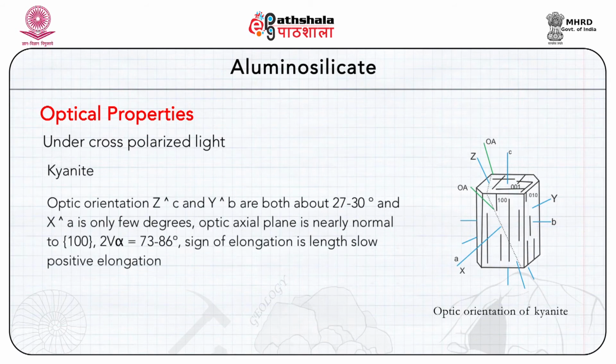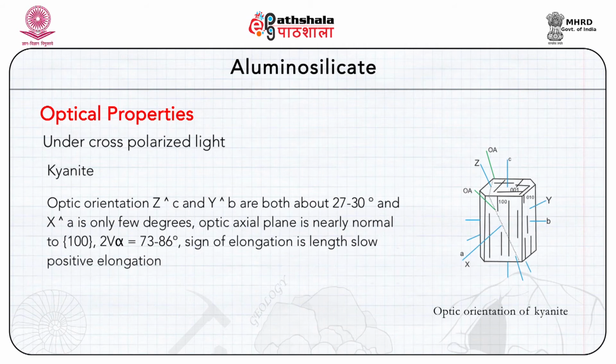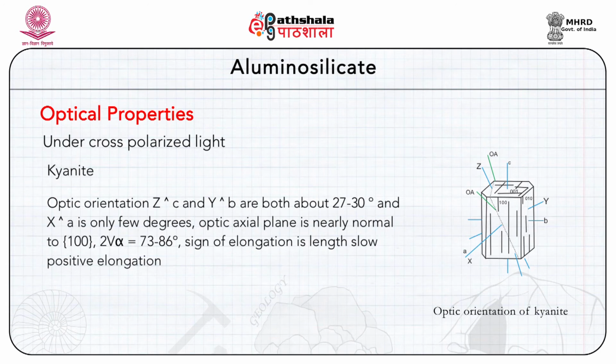Optic orientation is Z; the angle between Z and C and the angle between Y and B are both about 27 to 30 degrees, and the angle between X and A is only a few degrees. The optic axial plane is nearly normal to the 100 face. The 2V angle is equal to 73 to 86 degrees. It usually shows a positive sign of elongation, length slow direction.